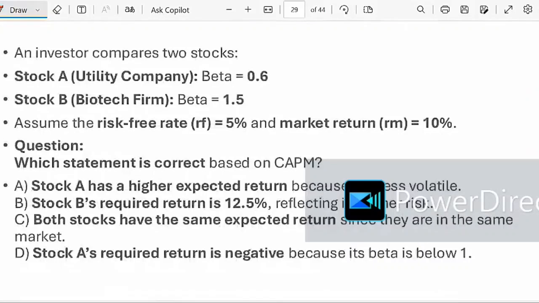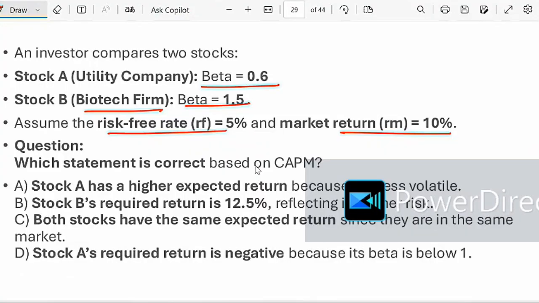Now let's look at this question. Basically, an investor is comparing two stocks. This is CAPM stock comparison, right? What is the full form of CAPM? Remember, capital asset pricing model. Now friends, come back to this question. Let's say you are an investor checking out two options. Stock A is in a utility company, very stable, beta is 0.6, and stock B is in a biotech firm, which is high growth, and beta is higher, 1.5. Market conditions given: risk-free rate is 5% and market return is 10%. Which of these has the highest expected return? Which statement is correct based on the CAPM?